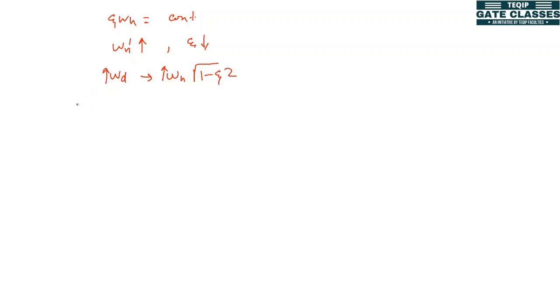Now what about the rise time? Rise time Tr is given by pi minus phi divided by omega d. You can see omega d is increasing. If omega d increases, rise time will decrease. So if you add the proportional controller, your rise time will decrease.